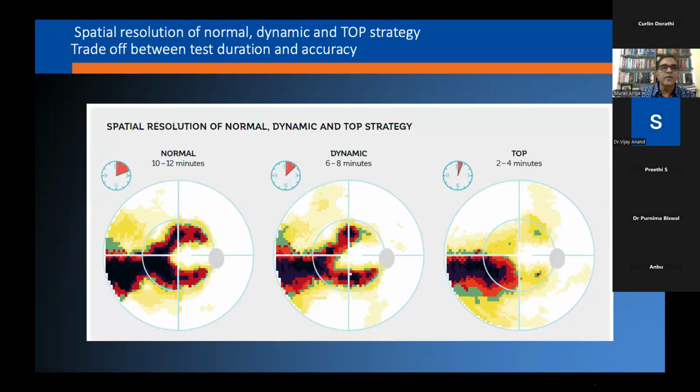So this is an example of a full threshold perimetry for a patient. It will take about 10 to 12 minutes of test time. A dynamic test, which is the equivalent of SITA, will take about 6 to 8 minutes on the Octopus. Whereas with the TOP or tendency-oriented perimetry, you will get almost similar results. There is some compromise in the test which is acquired. You will find some shallowing and some blunting of the scotoma, but you're still getting enough information in 2 to 4 minutes as compared to 10 to 12 minutes. So dynamic is good, TOP is enough. Normal really takes too much time. We don't really do it. This is all for the Octopus.